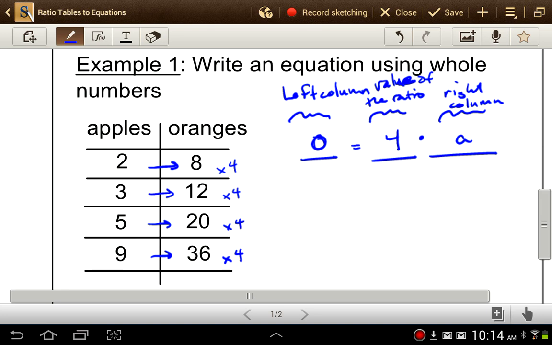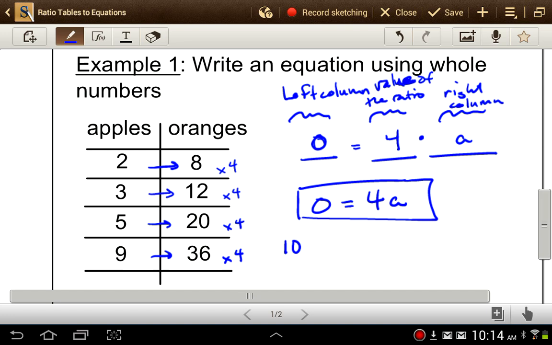So now that's my answer. And every time it's going to be that kind of format. So my final answer is going to be oranges equals 4A. Remember, this stands for multiplication, so that's how you write it. To figure out how many oranges you have, you multiply the number of apples by 4. So if I were to tell you that we had 10 apples, all you would have to do is 4 times 10, and there are 40 oranges. That's how you could do that.